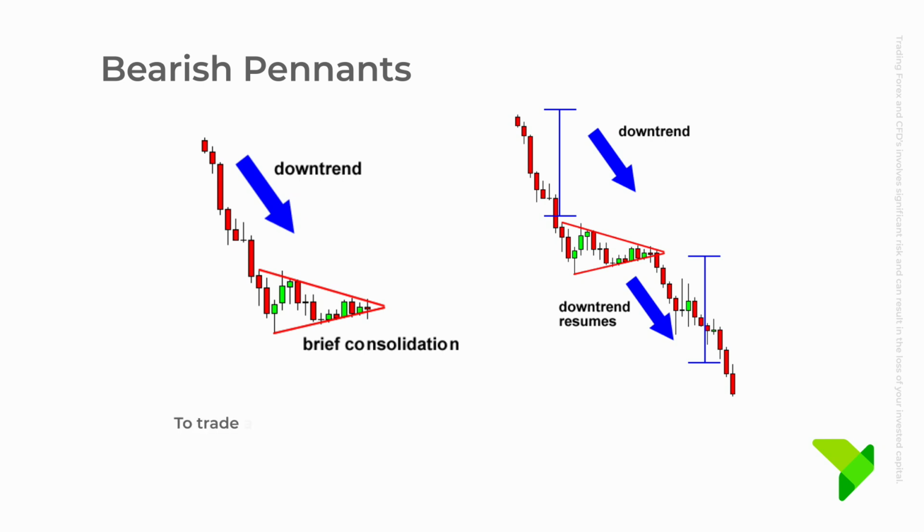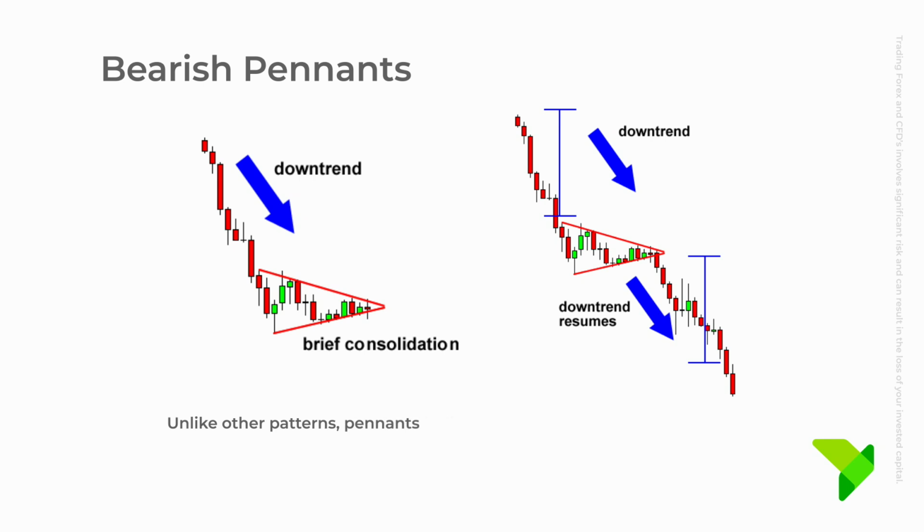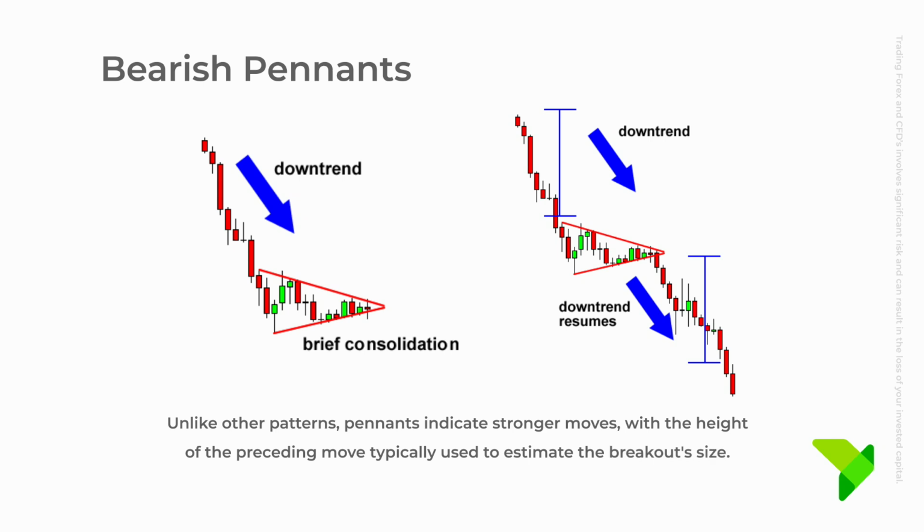To trade a bearish pennant, we would place a short order at the bottom of the pennant and set a stop loss above it to exit quickly if the breakdown is a false signal. Unlike other patterns, pennants indicate stronger moves, with the height of the preceding move typically used to estimate the breakout's size.